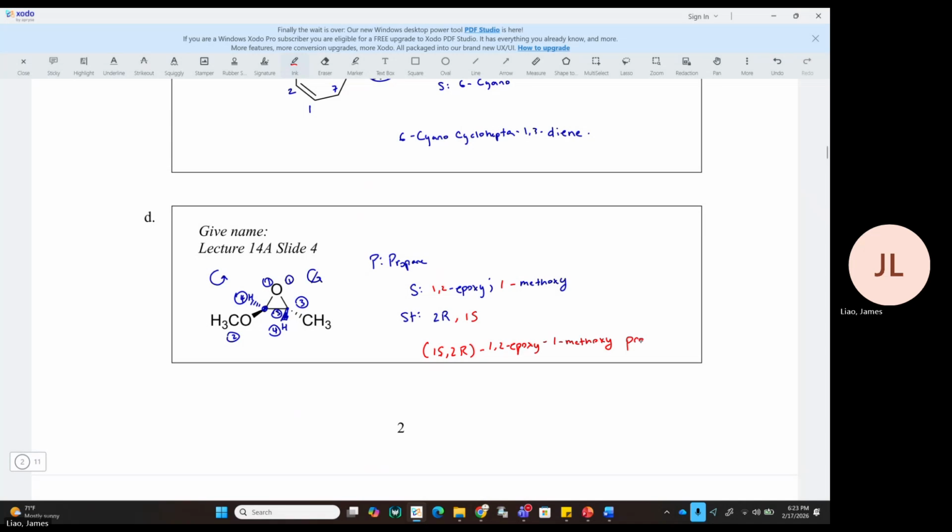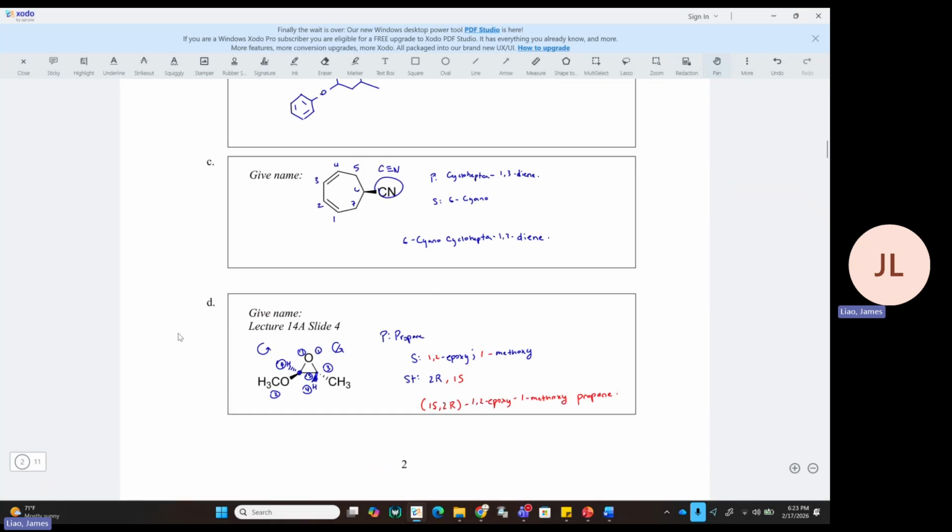Propane. Are we clear with all of the nomenclature? It's pretty much routine now, since Orgo 1, that you're going to be expected to name compounds at least.